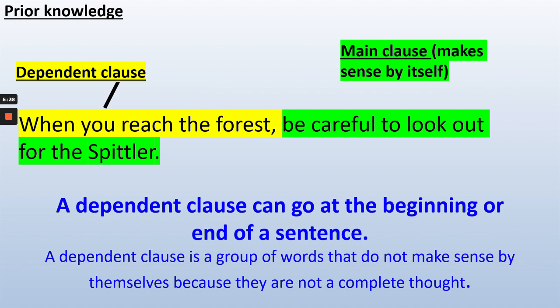When you reach the forest, be careful to look out for the spittler. The dependent clause is when you reach the forest. It doesn't make sense by itself because it is not a complete thought. Very good. Be careful to look out for the spittler. That makes sense by itself because it is the main clause. What do you notice about where the dependent clause is in the sentence?